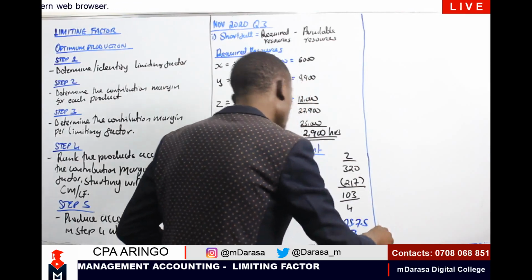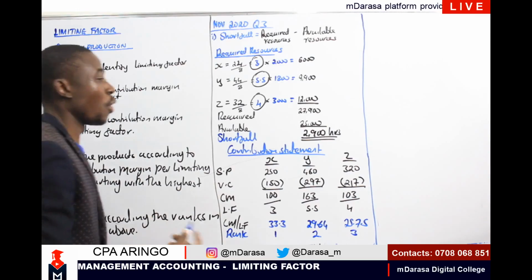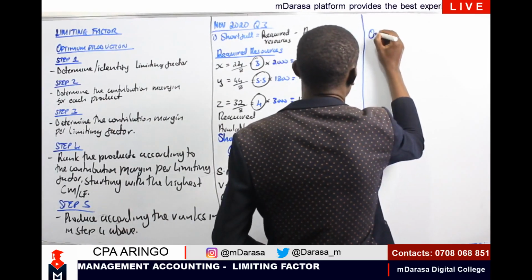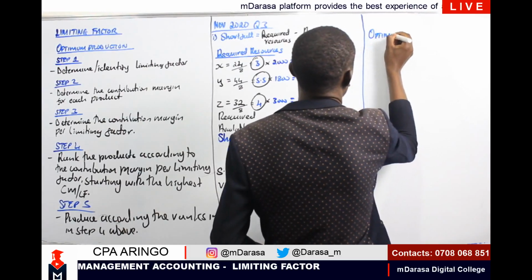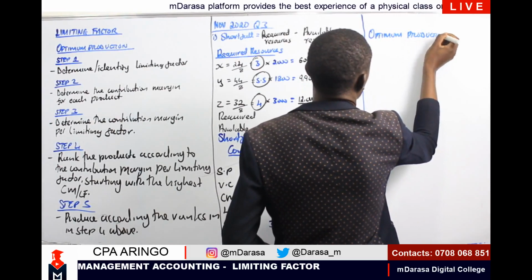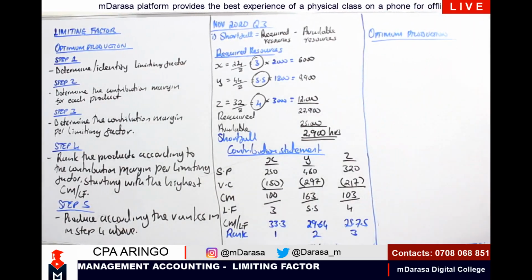So, continue with our question. Now we want to produce according to the rank in step 4 above. And this is what we are terming our optimum production. So that should take us to our optimum production. Now I want us to look at our optimum production.